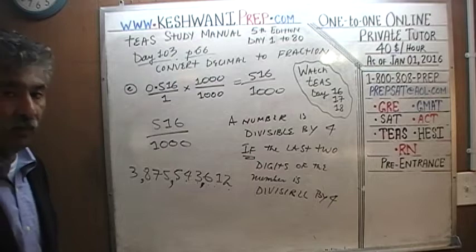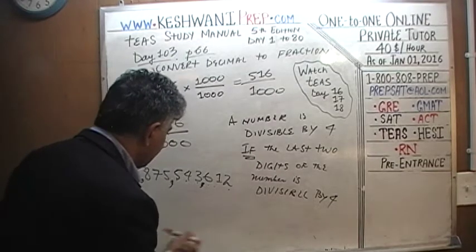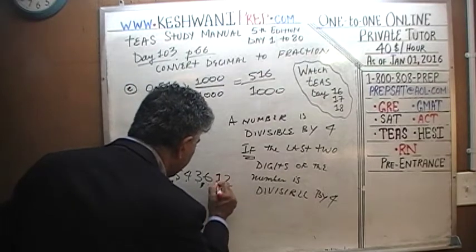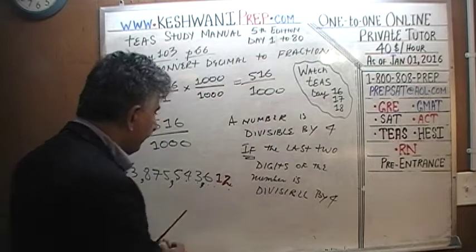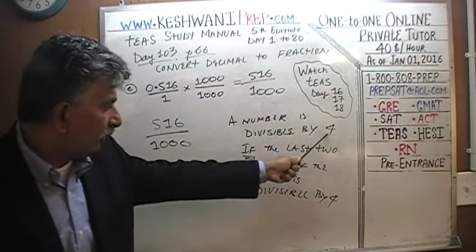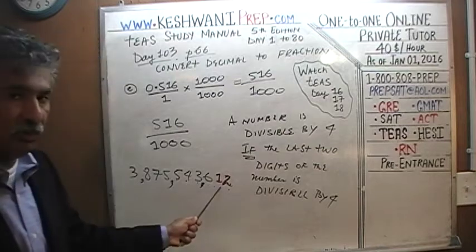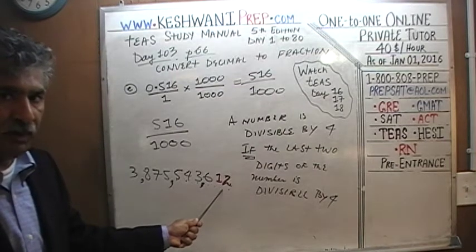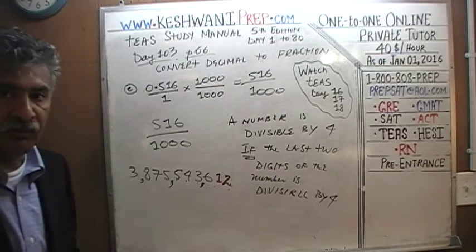So if somebody were to come up to us and ask us, is 3,875,543,612 divisible by 4? Well, all we have to do is look at the last two digits. The last two digits happens to be 12. And this tells us that if the last two digits of the number is divisible by 4, since we know that 12 divided by 4 is 3, this entire number is divisible by 4.